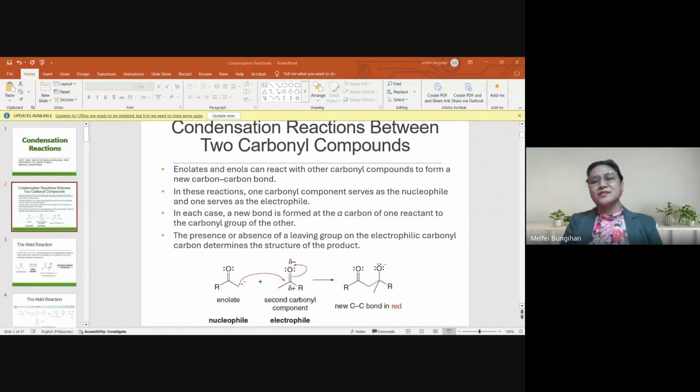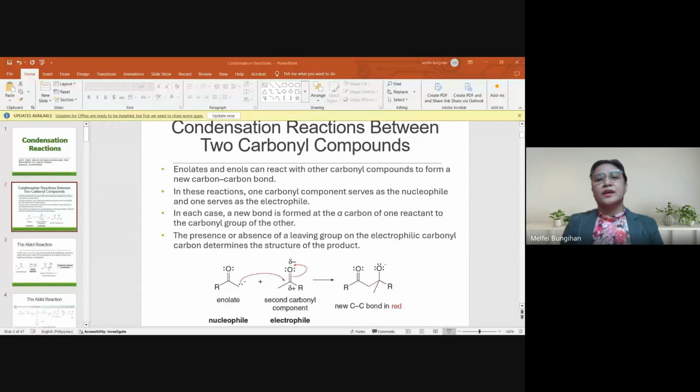Good morning. So this is condensation reactions. Once again, I'm Assistant Professor Melfei Bungihan from the University of Santo Tomas. When we say condensation reactions, it's actually the merging of two larger molecules, removing very small molecules, for example water or methanol or ethanol, to make new carbon-carbon compounds. So they condense, okay?